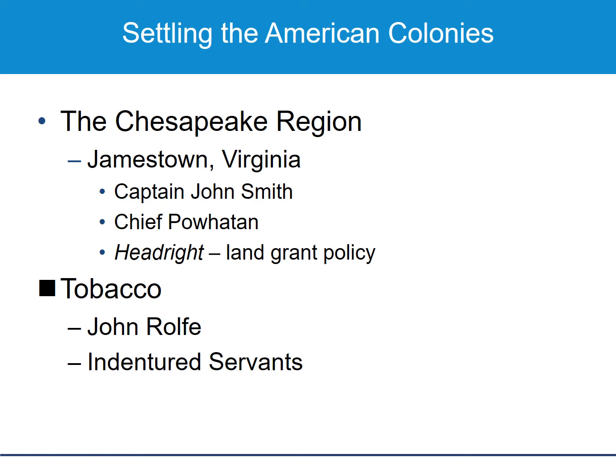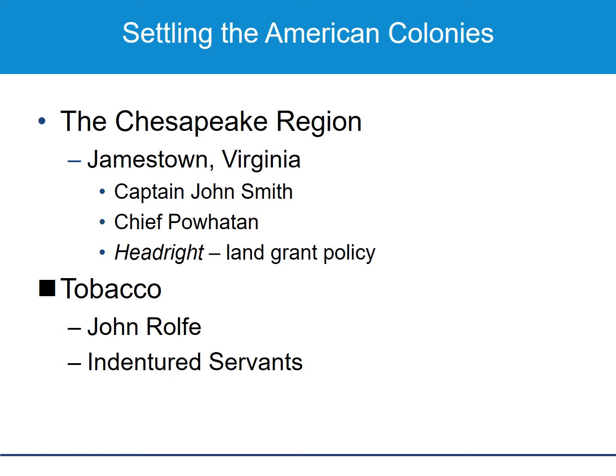He also made alliances with Chief Powhatan of the local tribe. Chief Powhatan would help the settlers learn to grow more of the local crops like maize. He also would help them learn to grow things like tobacco, which eventually would become a cash crop for the colony. The founders of Jamestown also, to encourage more settlement, implemented what they called a headright system.